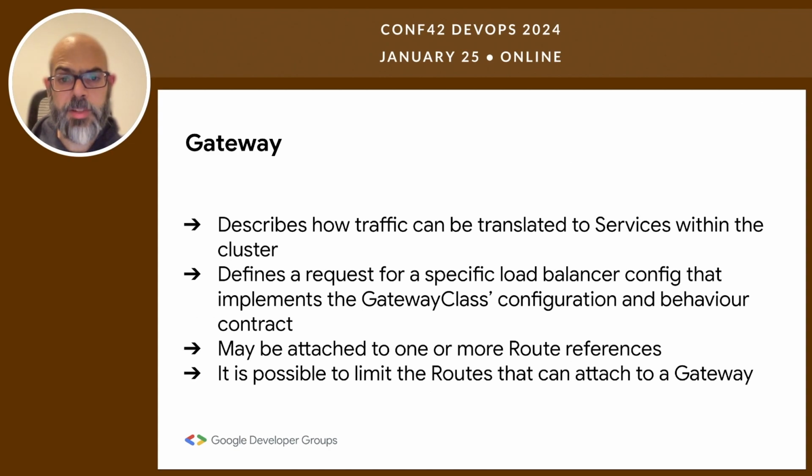It describes how traffic can be translated to services within the cluster and defines a request for a specific load balancer config that implements the GatewayClass configuration and behavior contract. So the GatewayClass configuration will configure a behavior, and the Gateway defines a request for that specific behavior. It may be attached to one or more route references, so we have a way to define security boundaries that the Ingress API didn't provide. And it is possible to limit the routes that can attach to a Gateway.